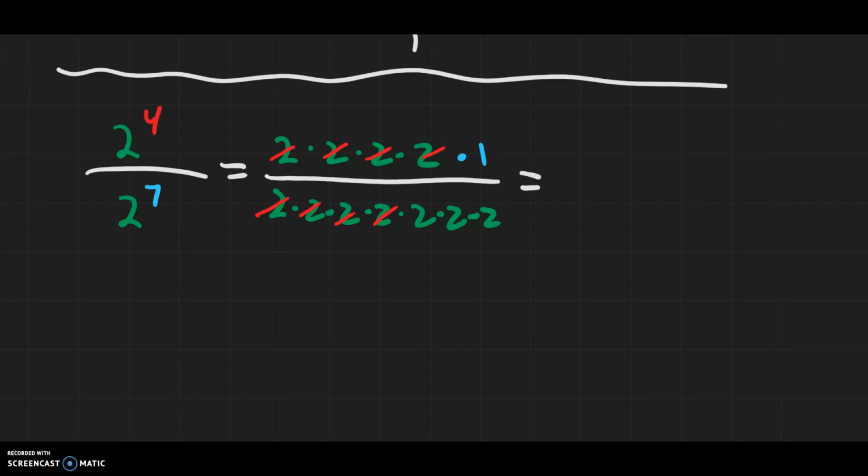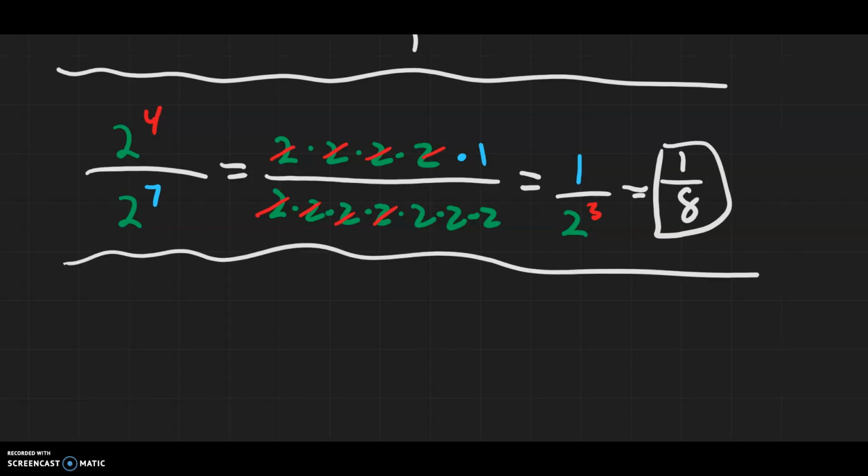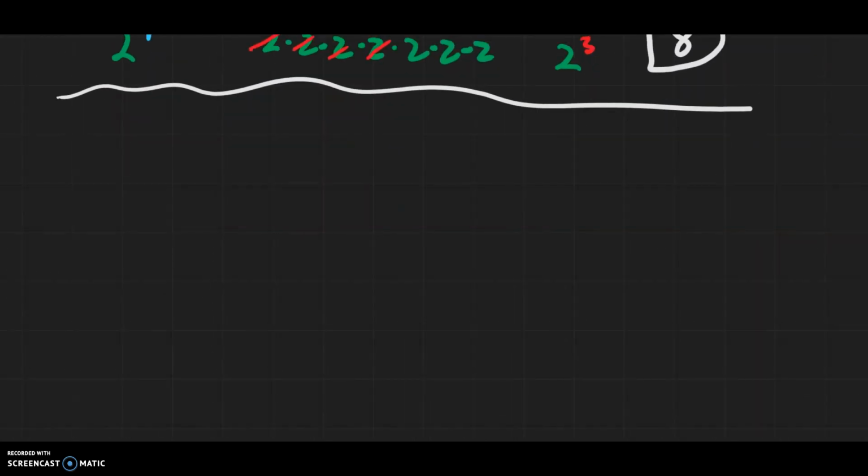And that would equal 1 over 2 to the 3rd power, which of course in turn would just become 1 over 8. Alright, let's look at another situation. Okay, let's say we have 2 to the negative 3rd power, and let's say that's being divided by 3.